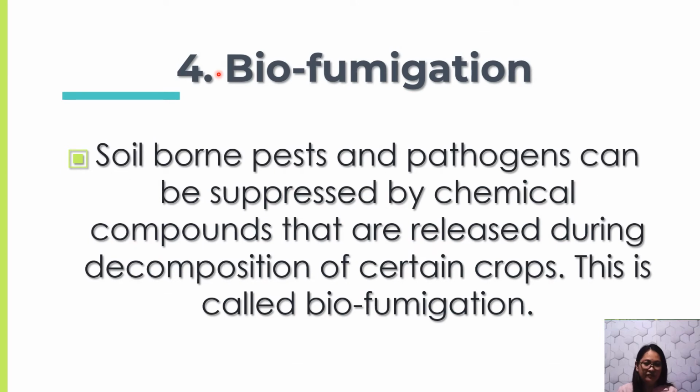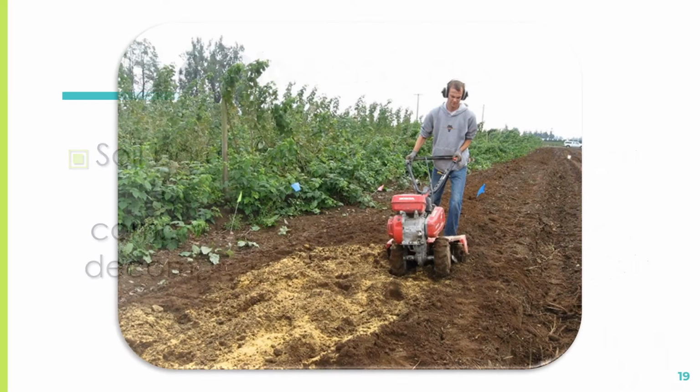Next, number 4, we have biofumigation. Soil-borne pests and pathogens can be suppressed by chemical compounds that are released during decomposition of certain crops. This is called biofumigation. These pictures illustrate the biofumigation practices. Those crops with biofumigation potentials are used as rotation crop, a companion, or a green manure crop.